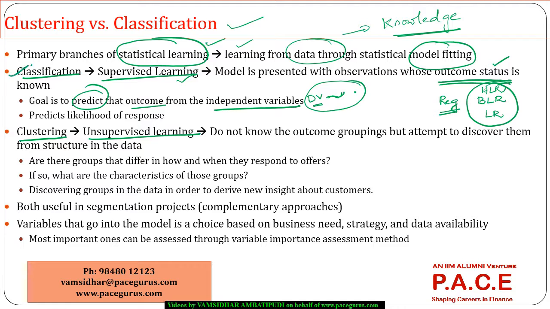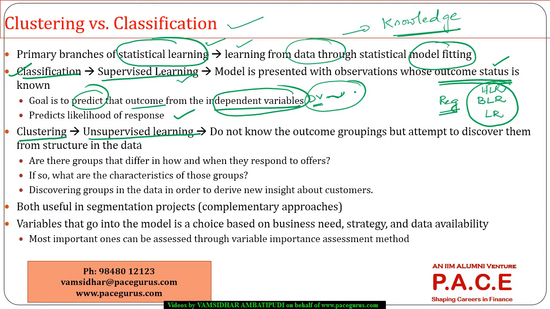So your classification models also go as a part of supervised learning, where your major objective is to predict the likelihood of response. Based on the various independent variables, I am trying to predict the likelihood of a response. So that kind of solution that I design, that kind of segmentation that I do, where I am trying to link with a dependent variable, I call them classification based segmentation.